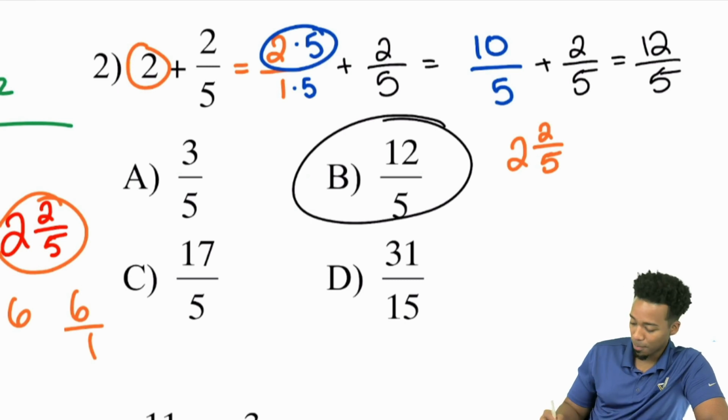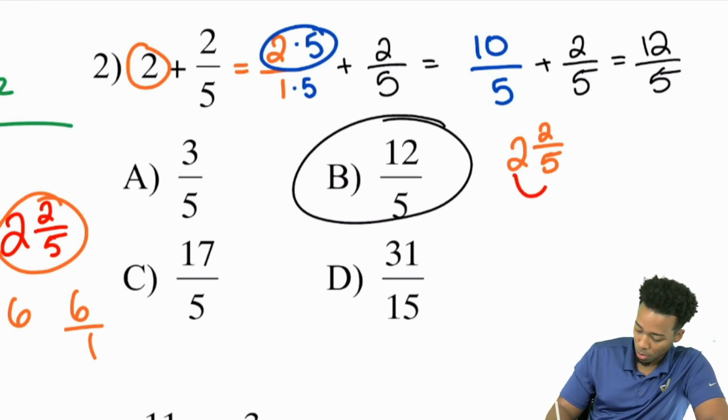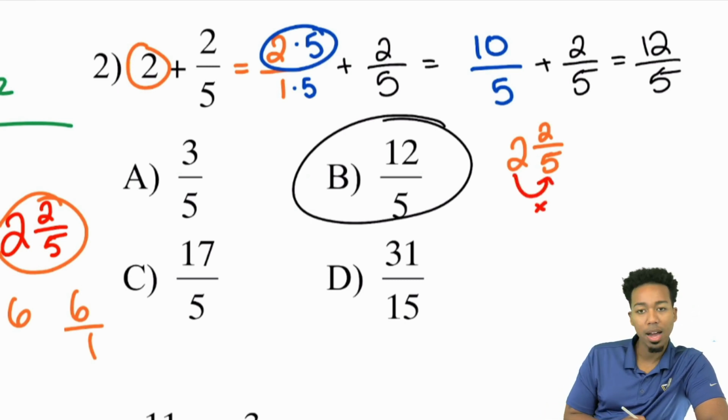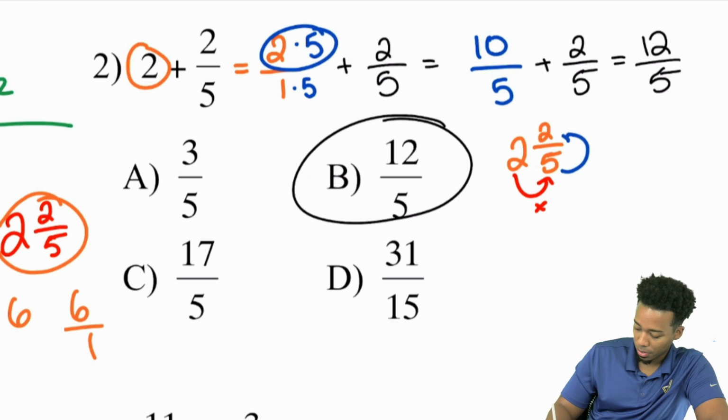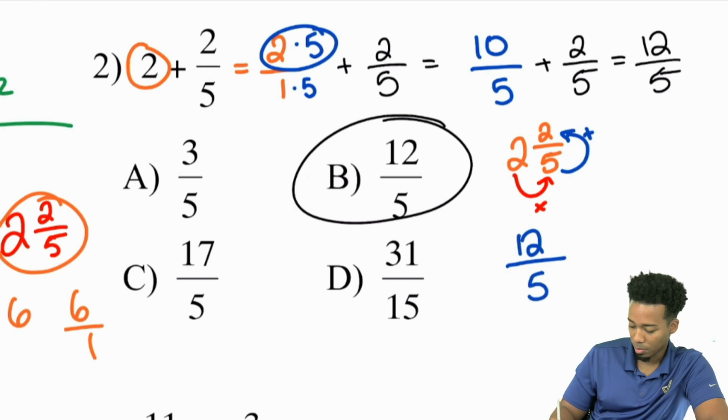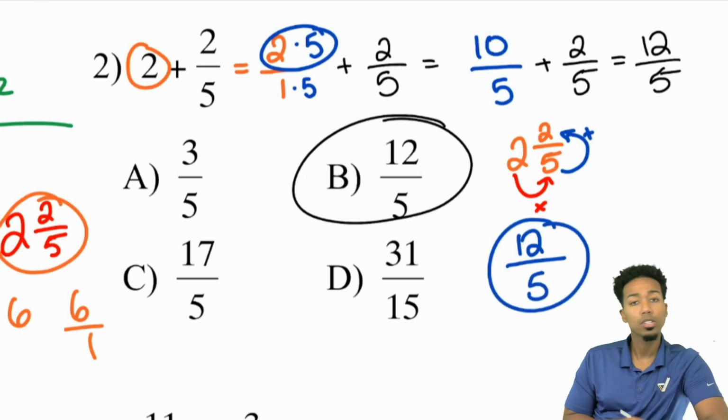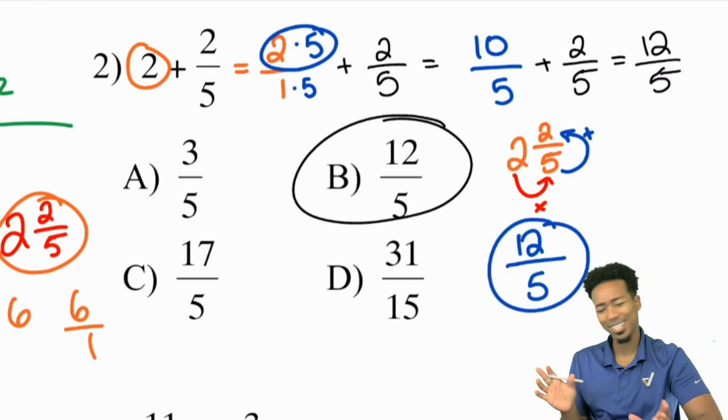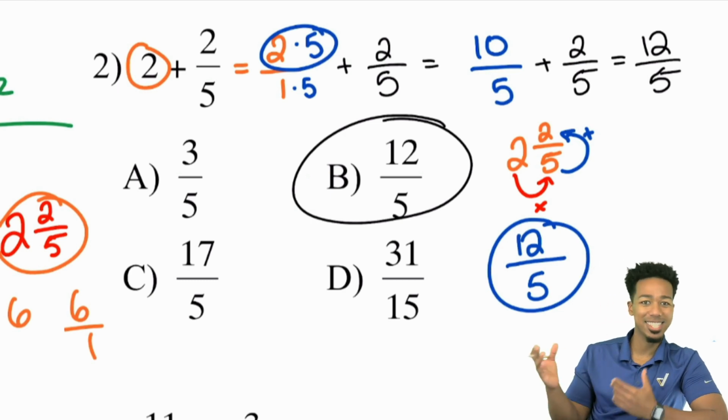And so when we do that, what we do is this. You take the whole number and you multiply it by the denominator. 2 times 5 is 10. And once you have that, then you're going to add it to the numerator. 10 plus 2 is 12. 12 over the same denominator, 5. So again, it would have worked just the same, but now we can see why.